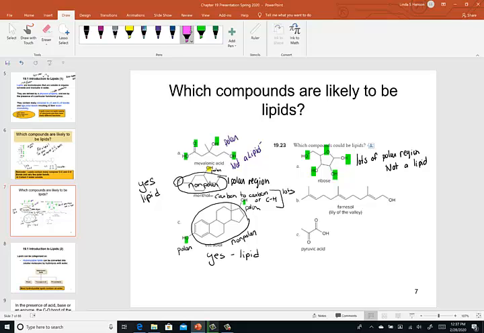I do notice that in letter B, there is one polar region down here, that this is an exciting alcohol group, but I do notice also that there is a lot of non-polar region to overcome that. And so yes, this would be classified as a lipid. And pyruvic acid. Well, I can see all kinds of exciting polar regions there. Each of those oxygens creates an electron-rich area. This could not be classified as a lipid.